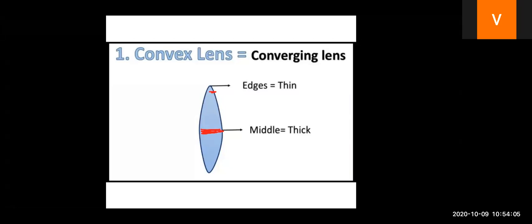Moreover, a convex lens converges light at a point. Suppose the light is coming like this from the left. So children, it is going to converge the light at a point, right? It is going to bend the light at a point. So as it converges the light at a point, it is also known as a converging lens.